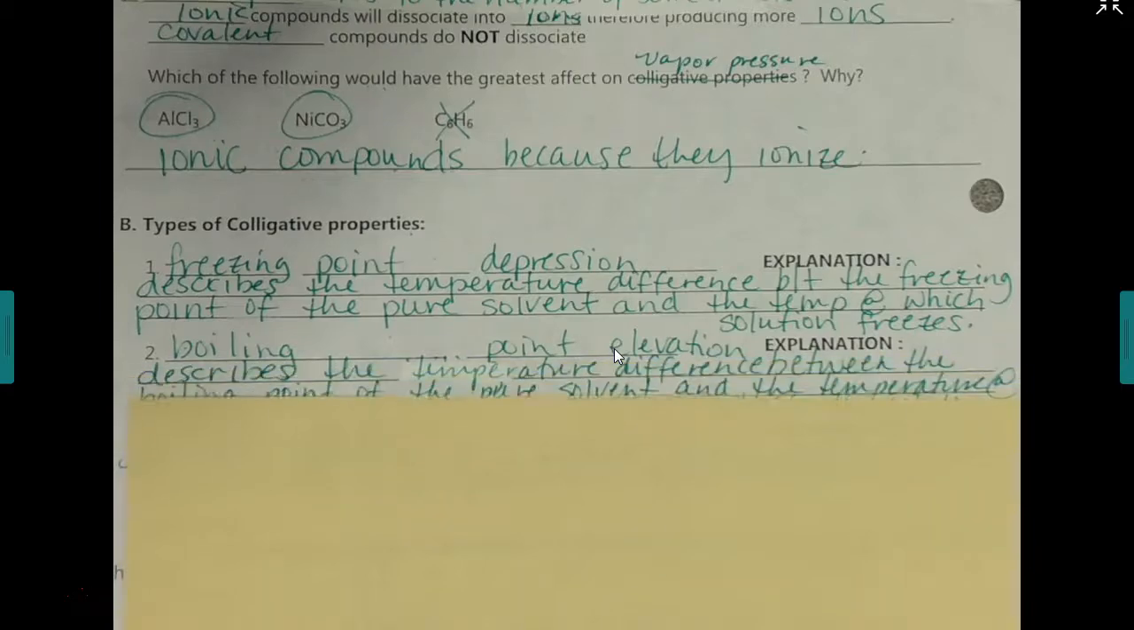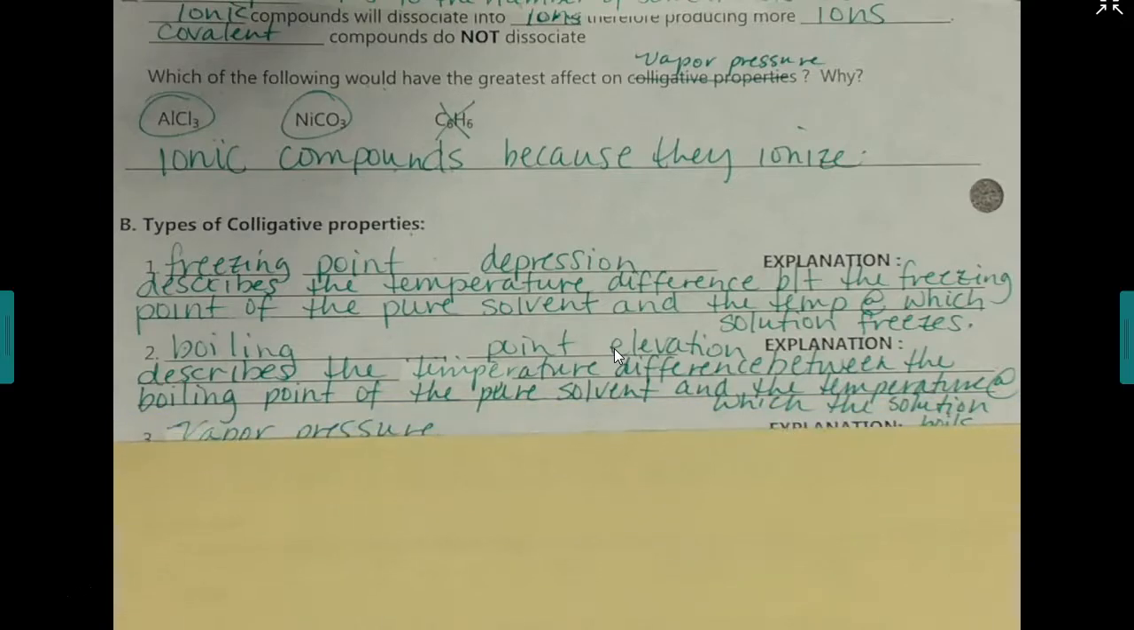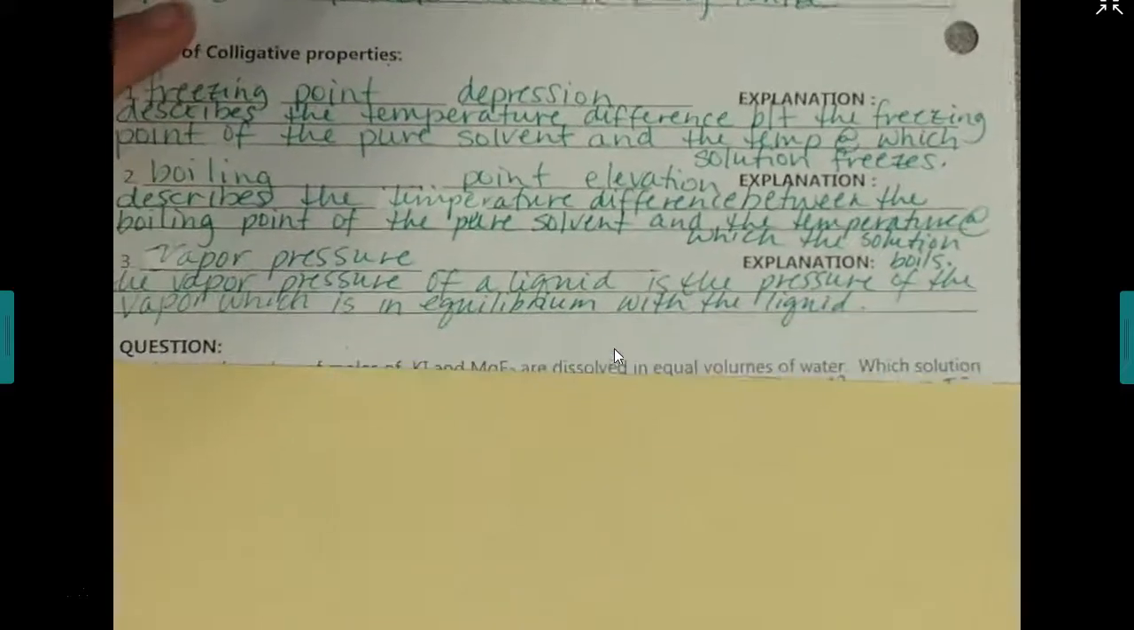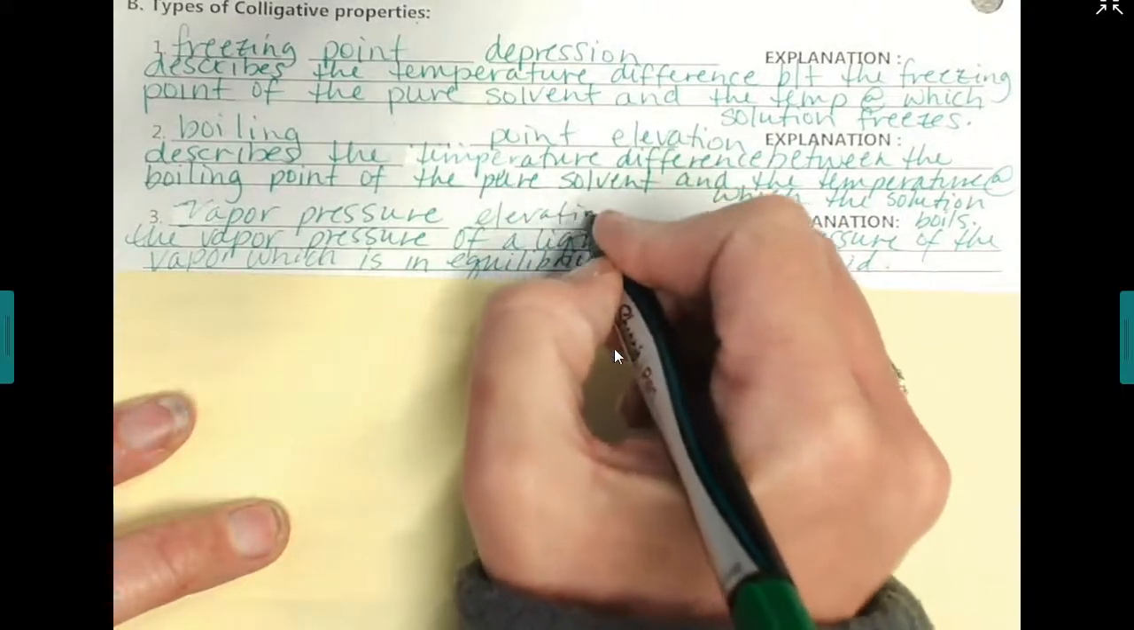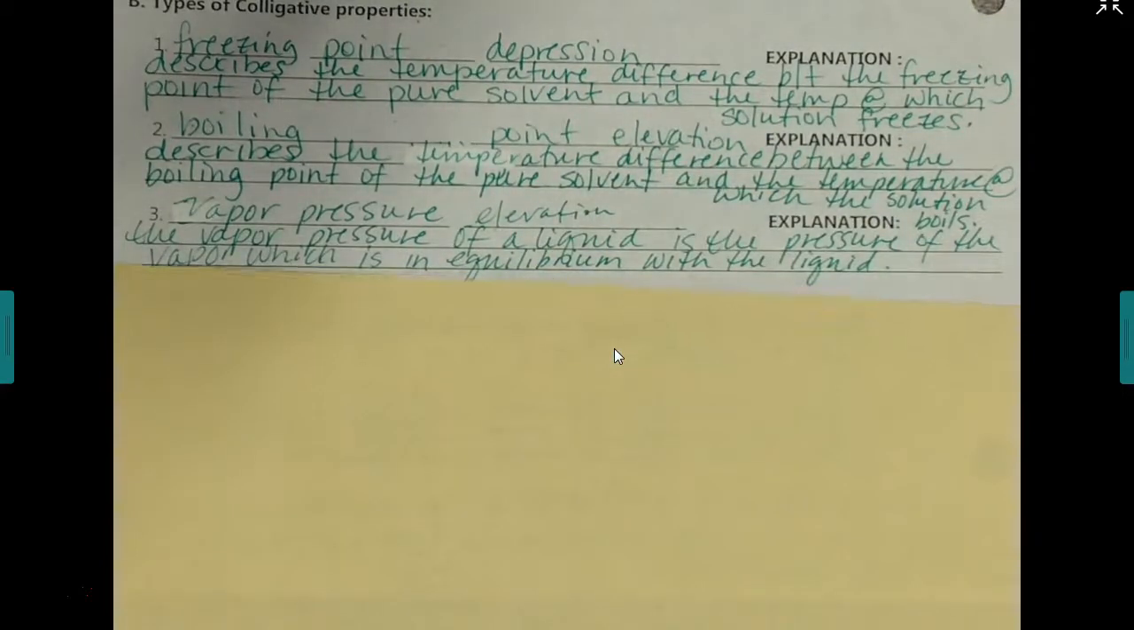The boiling point elevation describes the temperature difference between the boiling point of the pure solvent and the temperature at which the solution actually boils. Remember, freezing point is when we go from a liquid to a solid. Boiling point is where, at the surface, we go from a liquid to a gas. Now, vapor pressure elevation. The vapor pressure of a liquid is the pressure of the vapor which is in equilibrium with the liquid.